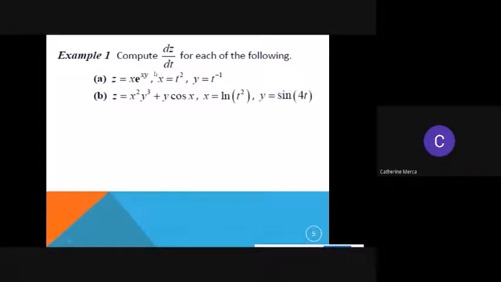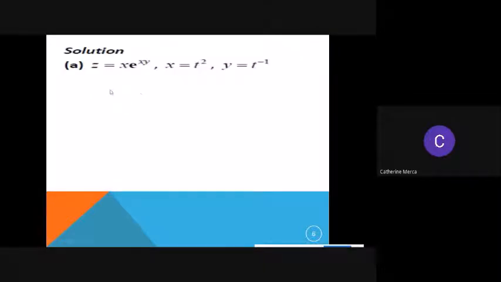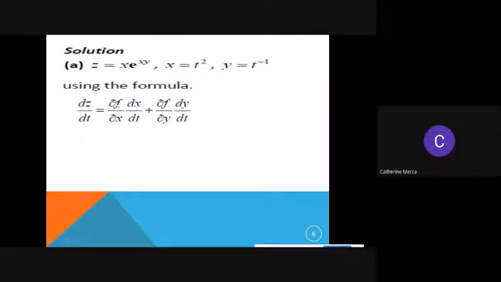Example. Compute for dz/dt for each of the following. Dapat kani kay duha naman ka variable, then dz/dt would be partial of f with respect to x, then you will have dx/dt. Notice, multiply lang sa dx/dt, di ba? Partial of f with respect to y, then you multiply lang siya dy/dt. So that's the formula.